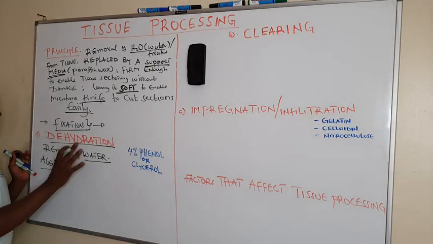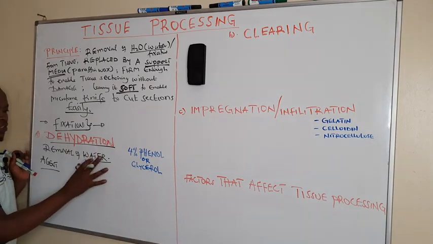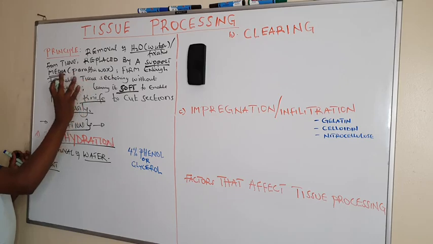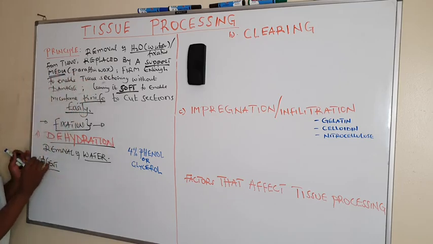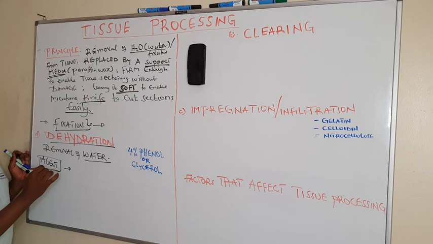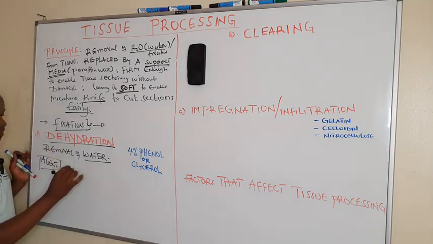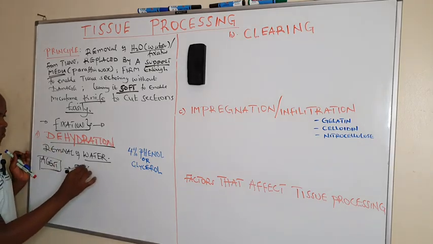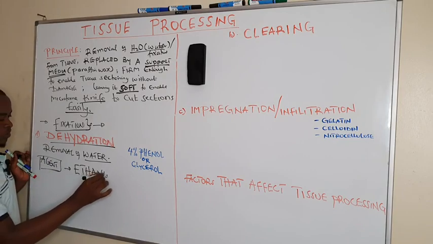But on dehydration, we are removing water in the tissue, replacing it with paraffin wax. Here, which agents do we use? We saw that the best dehydrating agent used here is ethanol. Ethanol is the one which is most commonly used.